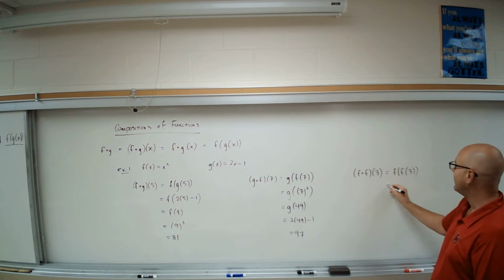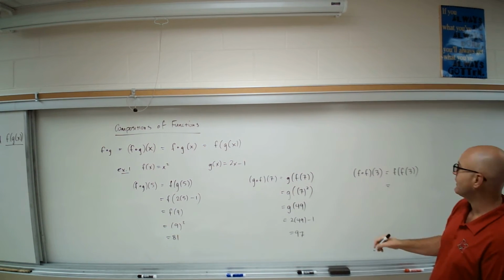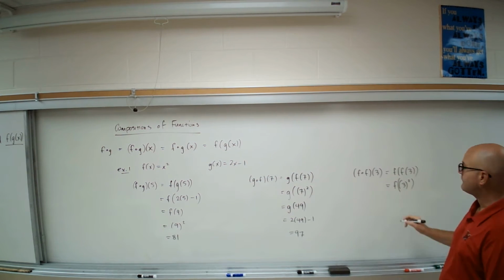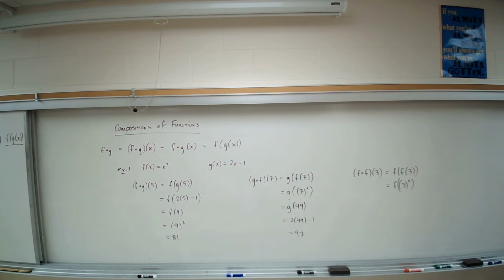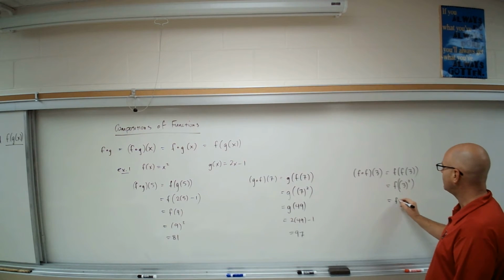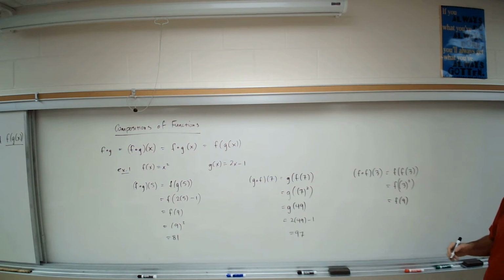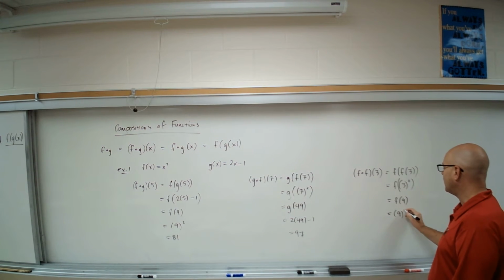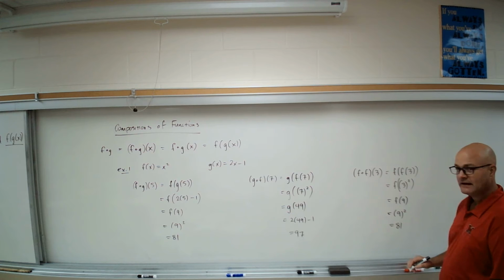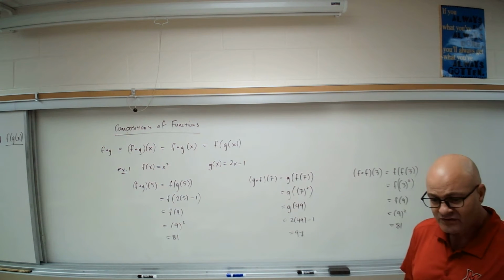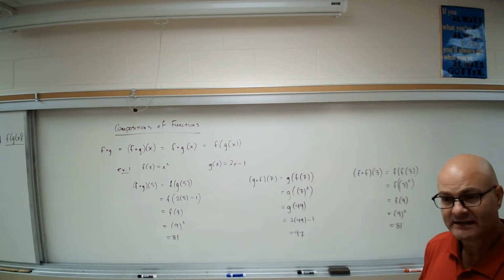So here we're going to get f tells us to take the number and cube it. So we're going to get f of 3 squared, right, which is 9. Okay, now f again tells us take the input and square it. So we get 9 squared, and that gives us 81. So make sure that you're able to work through that entire process.